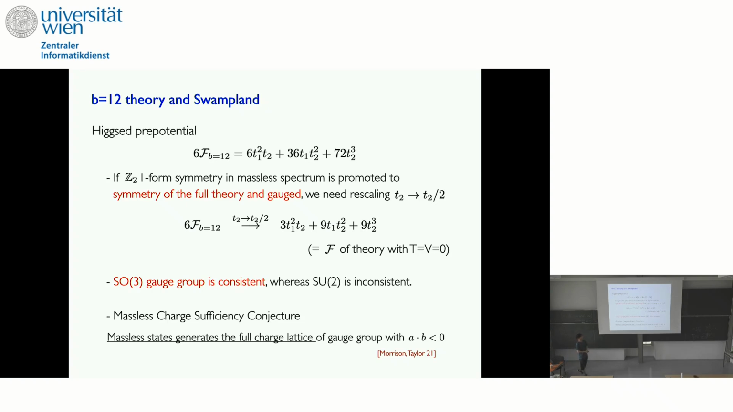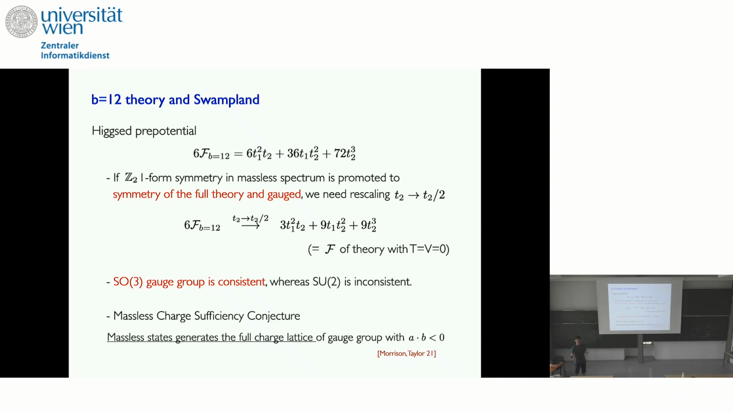Okay. And this also provides a very concrete example to show the massless charge sufficiency conjecture. This was conjectured by Morrison and Taylor, and this states that massless states actually generate the full charge lattice of the gauge group if B for the SU2 gauge or any gauge algebra satisfies these conditions. So this is a very non-trivial conjecture because there are many counterexamples for other cases.